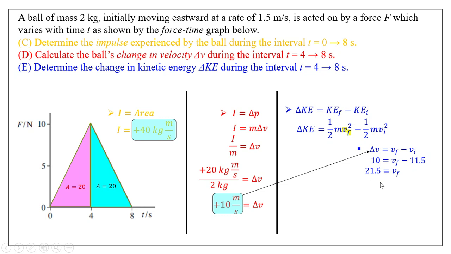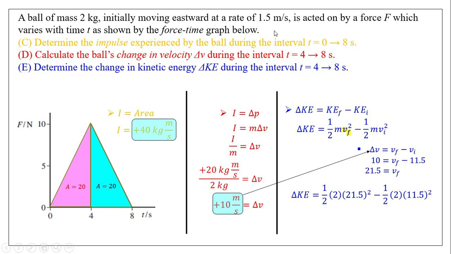Now that I know what my velocity is at 8 seconds, I can just plug and chug. So I'm just going to carry my work down here. So delta KE is simply KEF minus KEI. It's 1/2 times the mass being 2. What's my VF? I just found my VF at 8 seconds to be 21.5. I'm going to square that. Minus 1/2 times the mass, which is 2 once again. And then VI here being at 4 seconds, which is 11.5, right?